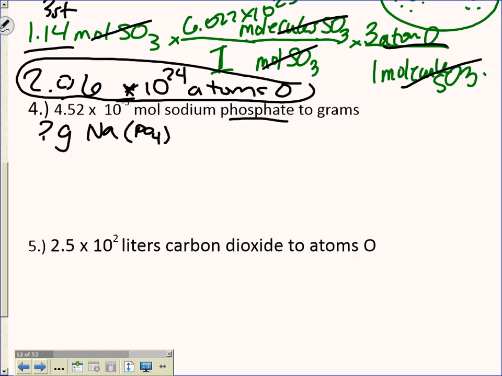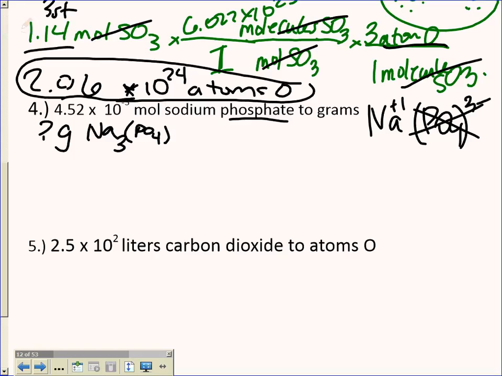Okay, guys, if that one has a charge, doesn't this one? Yeah, so if they both have charges, what do you have to do with the charges? Yeah, you have to crisscross. This is sodium, charge of what? +1, it's in group 1. Phosphate, charge of 3 negative. Crisscross, what's the formula? Na3PO4, with a 1 that nobody writes because it looks dumb.